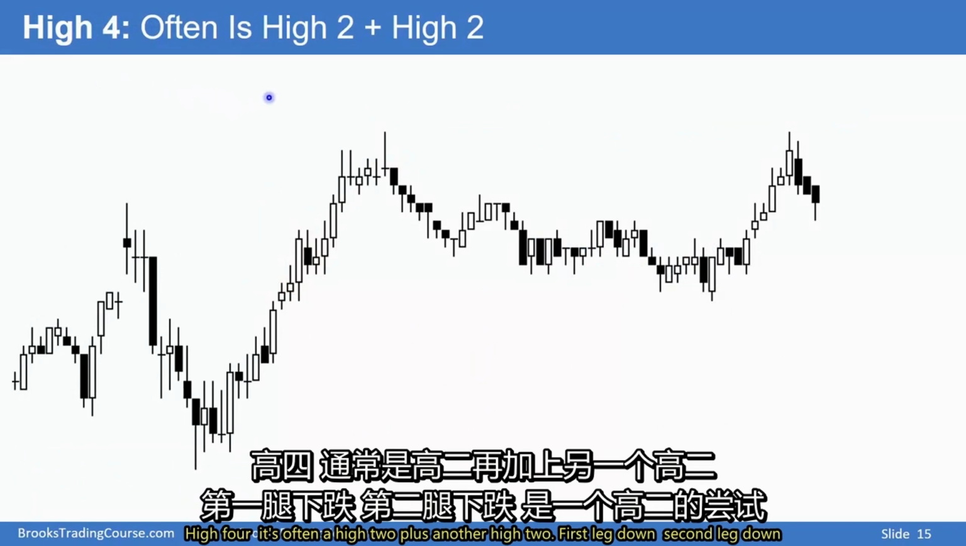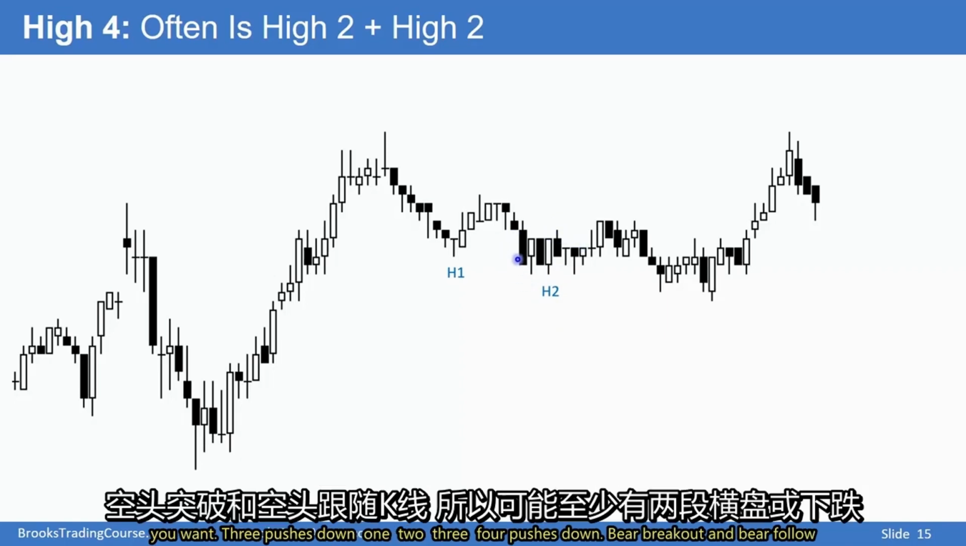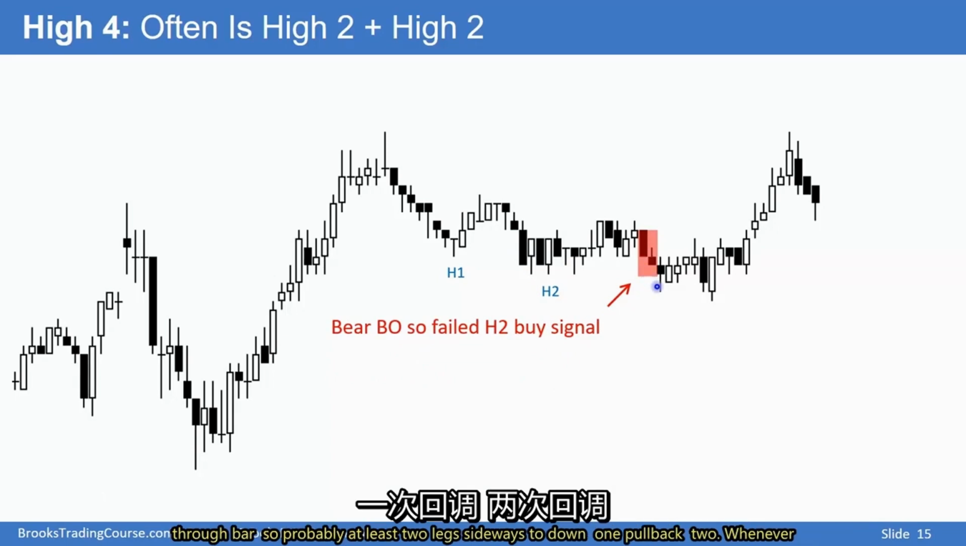High 4, it's often a high 2 plus another high 2. First leg down, second leg down. It's a high 2 attempt. Here's a second entry on the high 2, or you can call it a triangle if you want. 3 pushes down, 1, 2, 3, 4 pushes down. Bear breakout and bear follow through bar, so probably at least 2 legs sideways to down, 1 pullback 2.